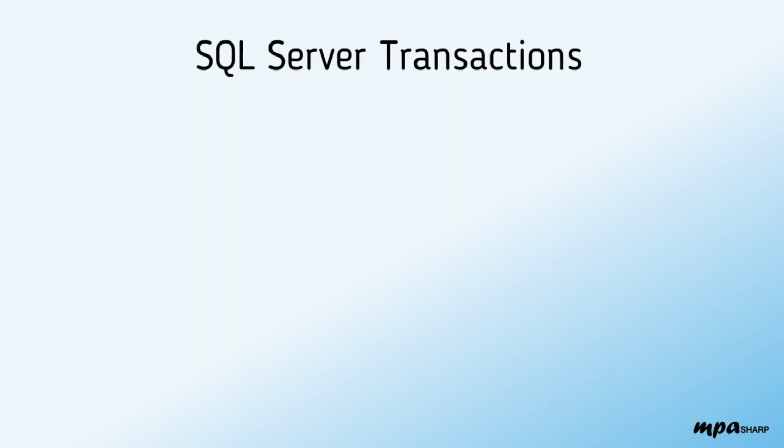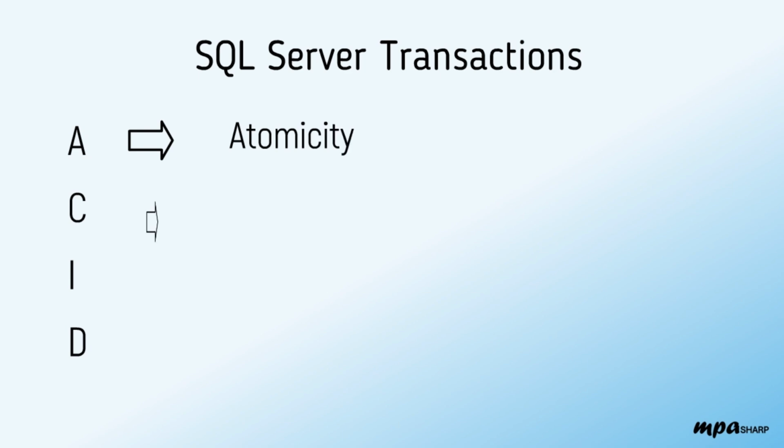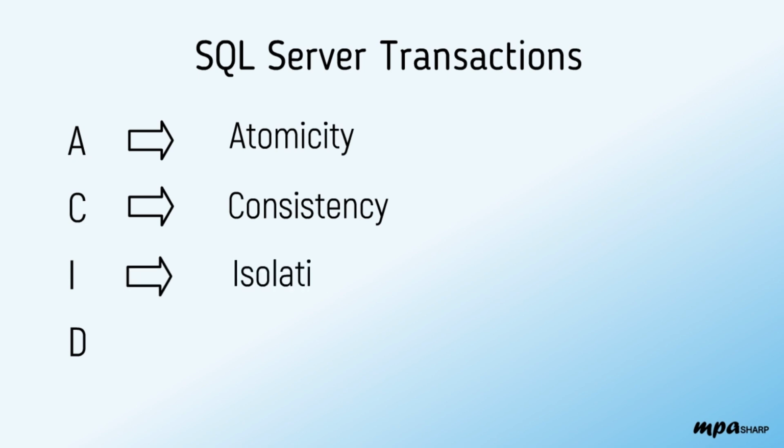You might have already heard about the ACID properties of a transaction. ACID properties are the four pillars of a transaction, which allow SQL Server and other relational databases to implement this transaction feature correctly. So what are these ACID properties? ACID stands for: A for atomicity, C for consistency, I for isolation, and D for durability. Now let us take these four properties and look at them in more detail.